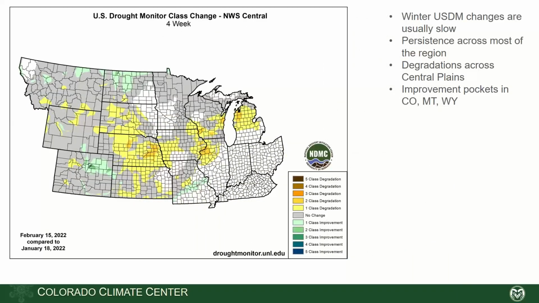This is how things have changed since our last webinar. So just the change over the last 4 weeks, and you can see that there have been some improvements, some marginal improvements in my area in Colorado. We've had some decent snowstorms where the Denver metro area has improved by a class or two. However, if we look at the majority of the region, there's a lot more degradation happening than there is improvements. And with the warm, dry conditions across the central plains, that makes a lot of sense.